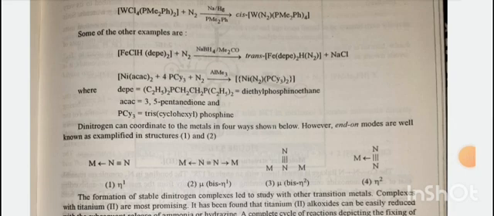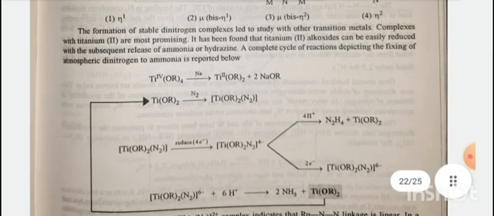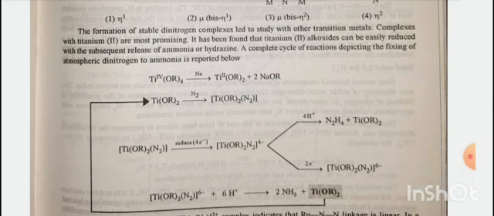However, end-on modes are well exemplified in structures 1 and 2. The formation of stable dinitrogen complexes led to the study of other transition metals. Complexes with titanium(II) are most promising. It has been found that titanium(II) alkoxide can be easily reduced with the subsequent release of ammonia or hydrazine. A complete cycle of reactions depicting the fixation of atmospheric dinitrogen to ammonia is reported below.